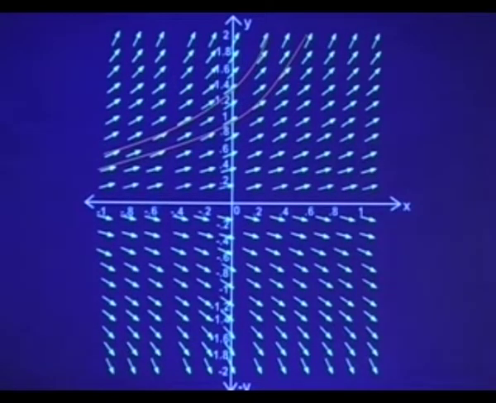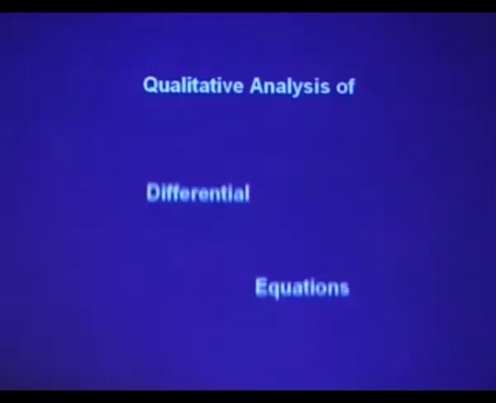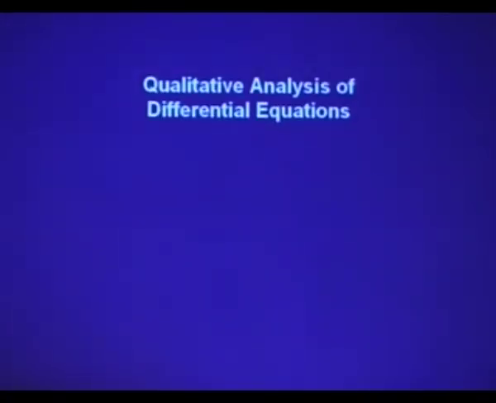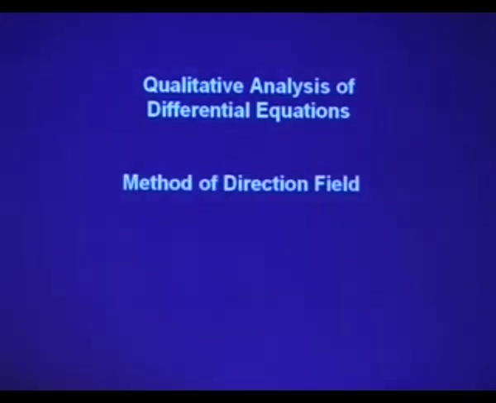Now, this graph which we have here is called the direction field or slope field, and this idea of getting a solution from the direction field is known as the qualitative analysis of differential equations, or the method of direction field. Sometimes it is also referred to as the graphical method.